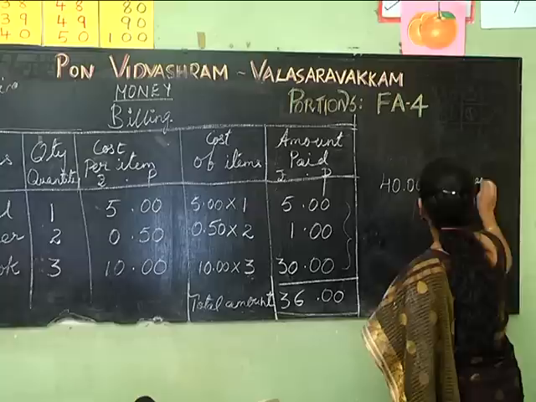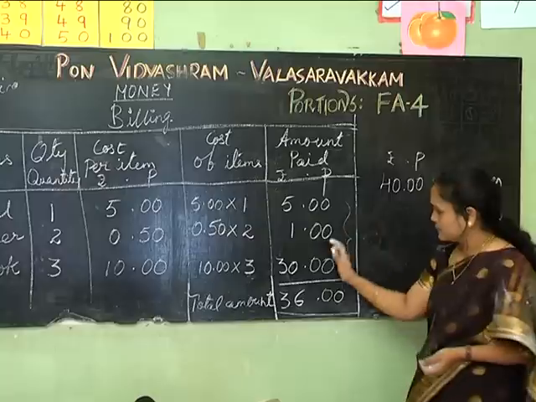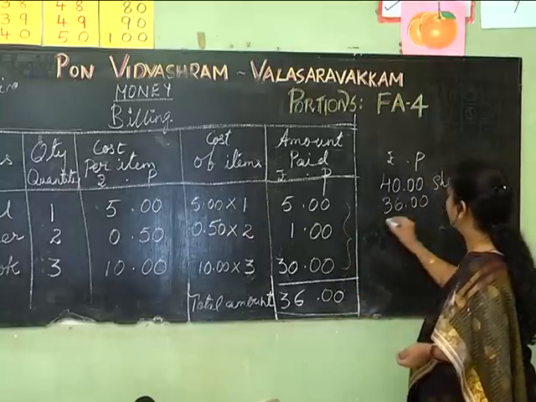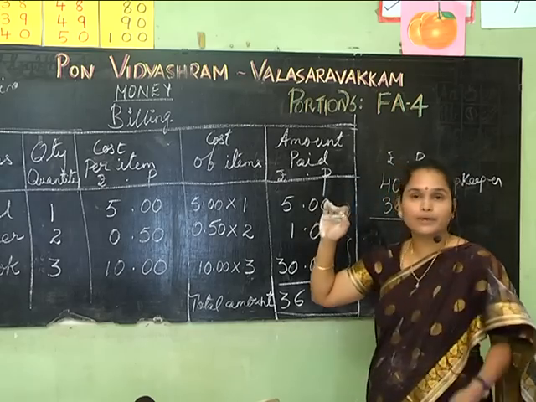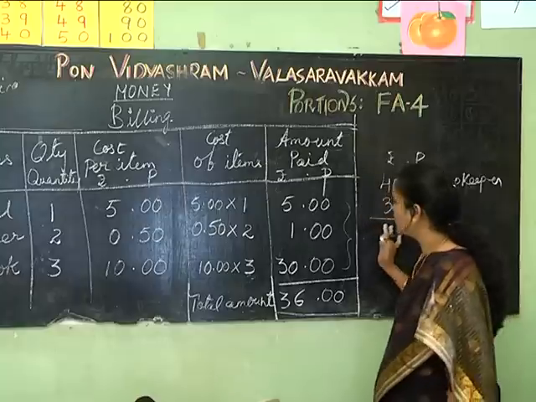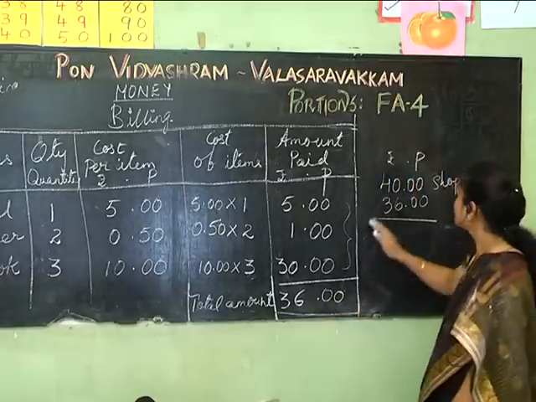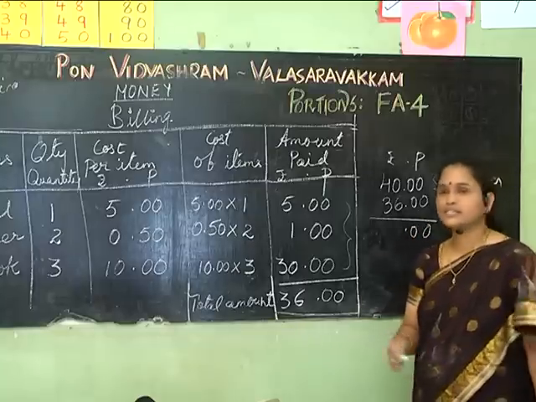Now, but the cost is 36. This is what you got in the billing. Your mother doesn't have change, so she pays the shopkeeper 40 rupees. But the expenditure is 36. So 40 rupees minus 36, you get a change, isn't it?